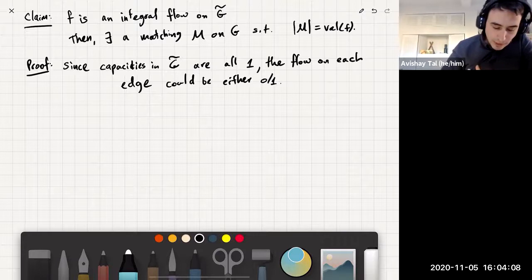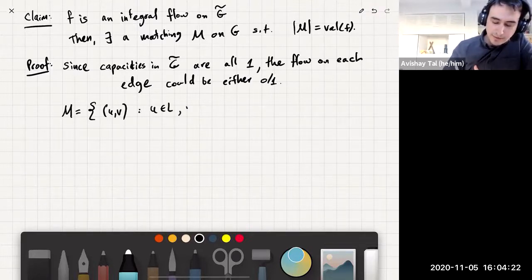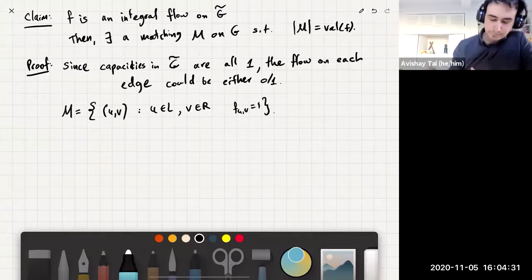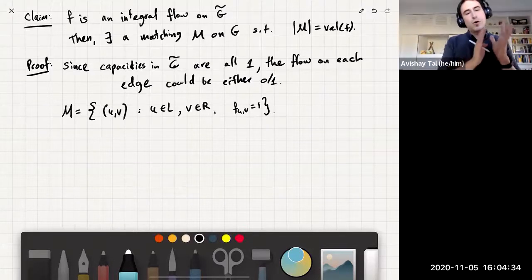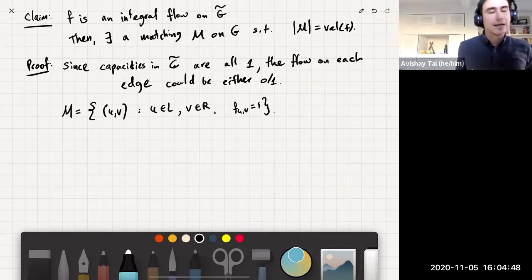So how are we going to get the matching? Well, we take the matching to be all the edges UV, where U is in the left-hand side, V is in the right-hand side, and the flow from U to V equals 1. So we're just going to look at all the edges going from L to R such that the flow pushes some unit of flow on these edges, and we're going to pick all these edges. Now the question is, why is this a legal matching?